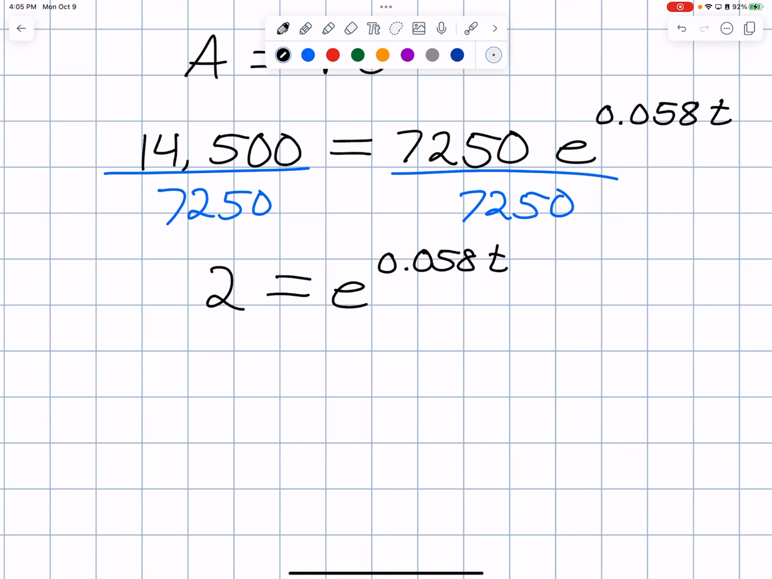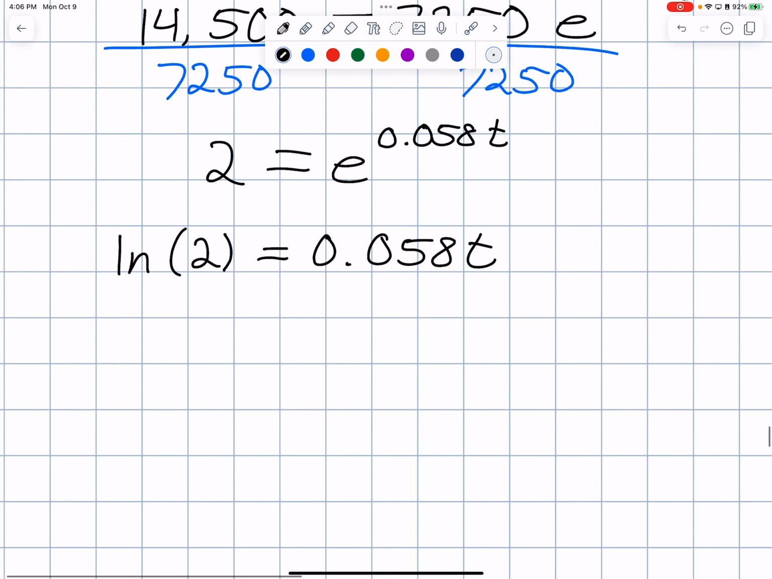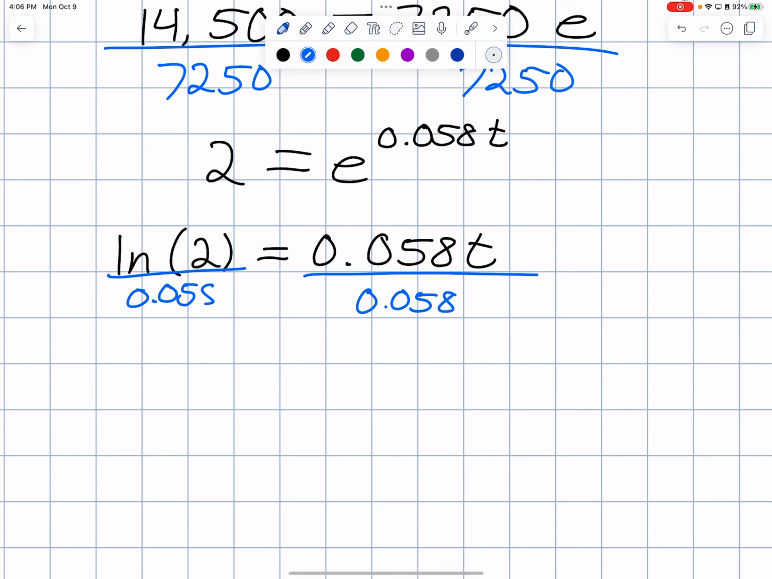Then that's an exponential. I can rewrite it as a logarithm. So it'll be the log base e, but again, we don't usually write it like that. We usually write natural log of 2 is equal to 0.058t. Last thing I do is divide both sides by 0.058, and I will have my answer. So t equals natural log of 2 divided by 0.058. Put that in your calculator, it'll give you an answer.